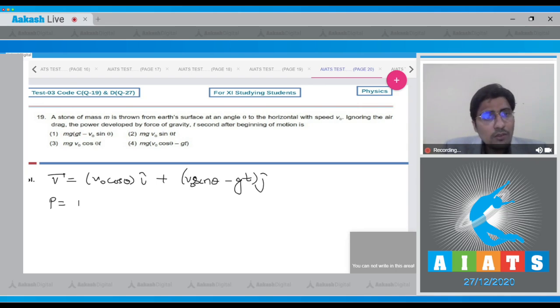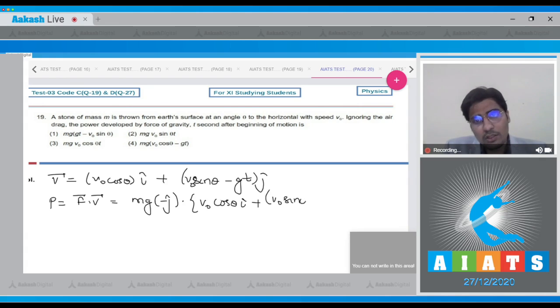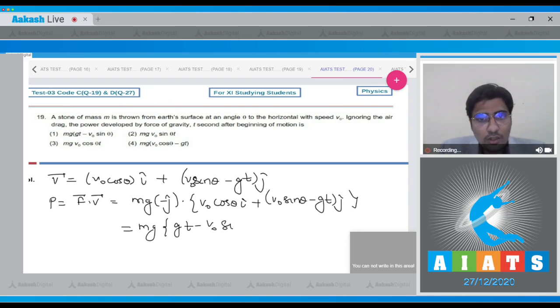The power will be equal to F dot v, that is mg in minus j cap dot (v0 cos theta i cap plus (v0 sin theta minus gt) j cap). This will be equal to mg into (gt minus v0 sin theta). Student, this is our final answer, and as per the given options, the correct answer should be option number 1. Now let us move to question number 20.